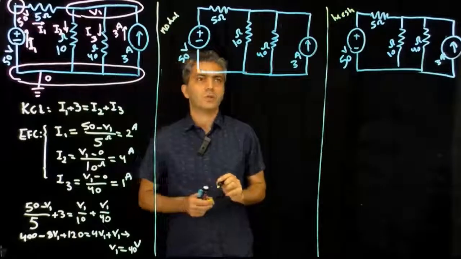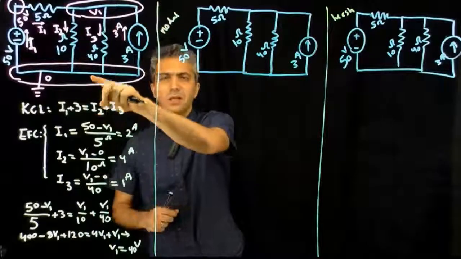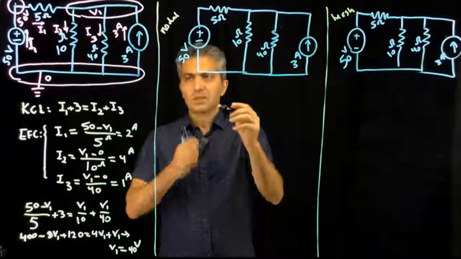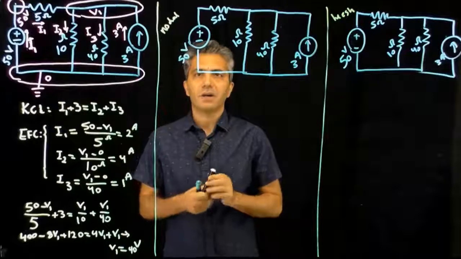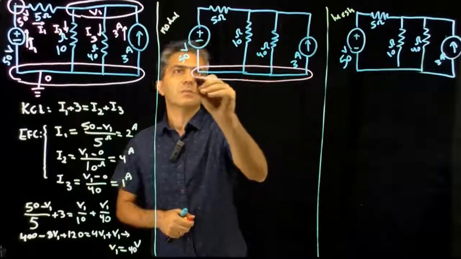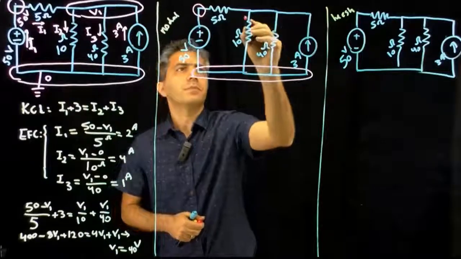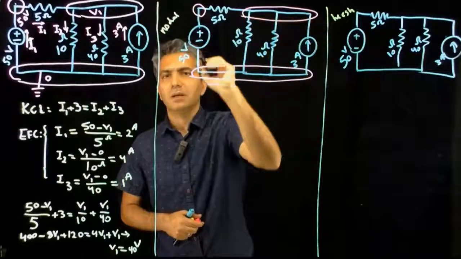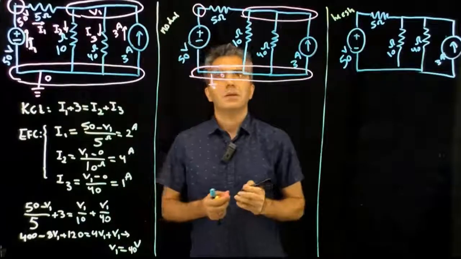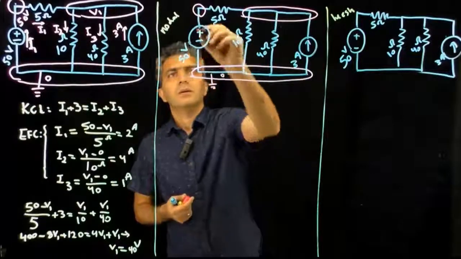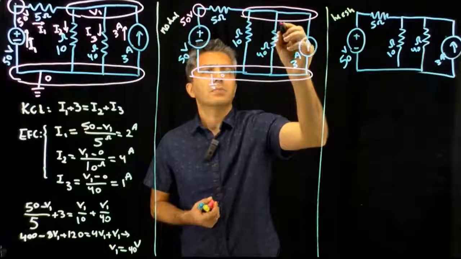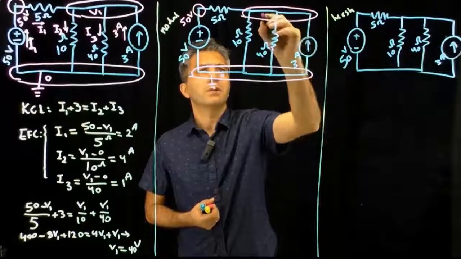Okay, so what do we do in nodal analysis? Nodal analysis is actually quite similar to the technique that we use. We're still going to start by identifying nodes. So these are the nodes. Pick a reference, the same as here. And that would be our 50 volts again, and this would be V1.